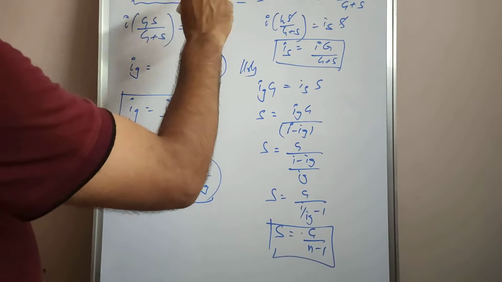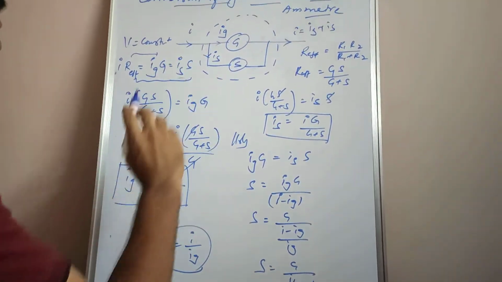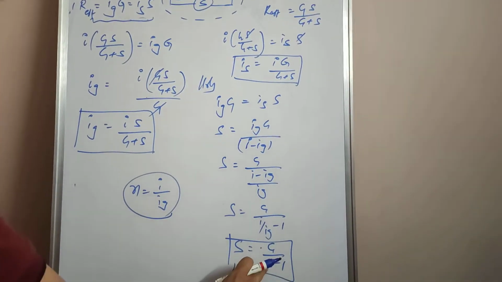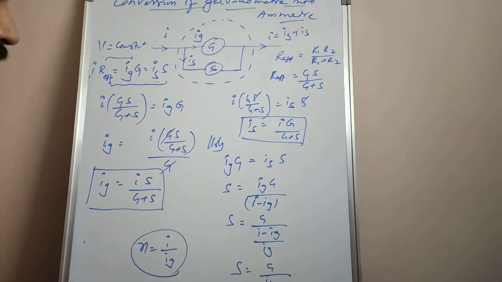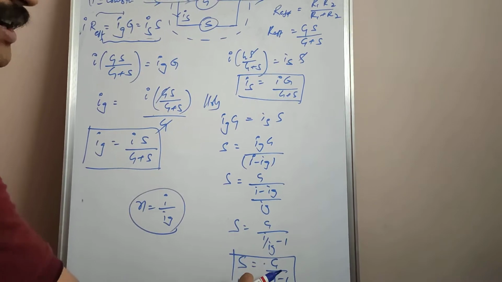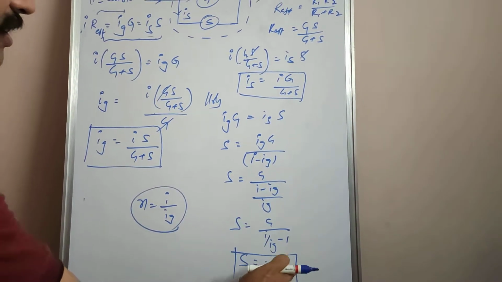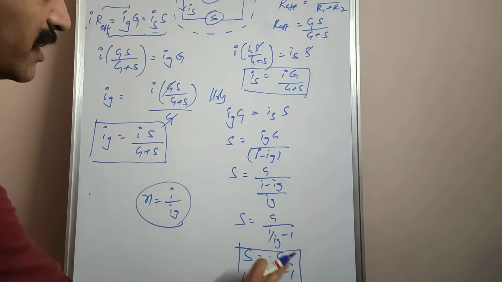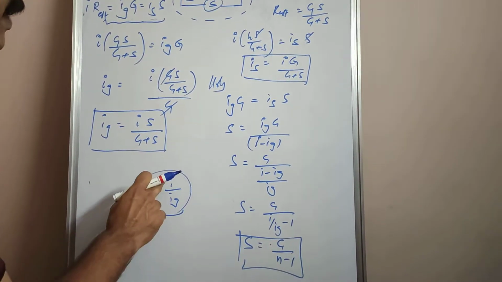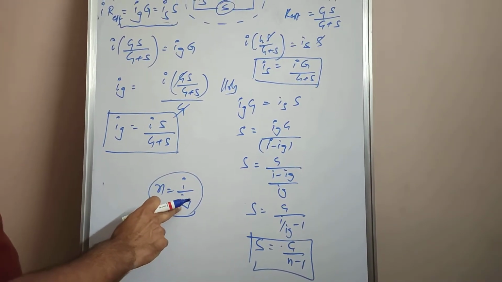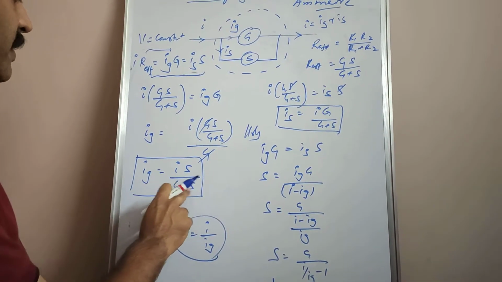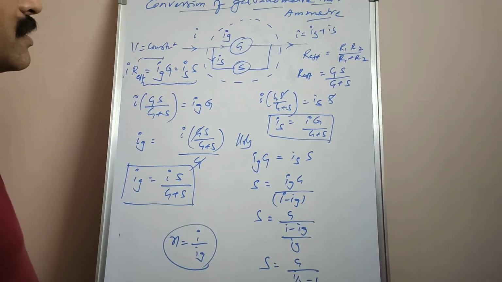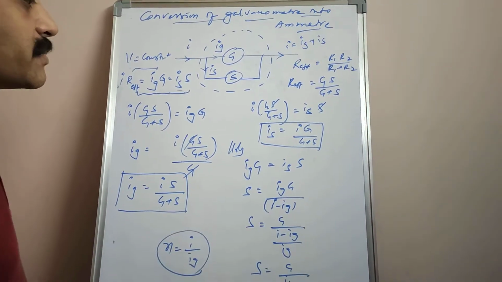So if 1 by 11th part of the current is passing through galvanometer, then in the place of N you have to take 11. If 1 by 20th part of current is passing through galvanometer, in the place of N you have to take 20. So to find the shunt resistance, we are using S equal to G by N minus 1, where N is the fraction of total current that passes through galvanometer. To find the current in galvanometer, we are using IG is equal to IS by G plus S, and to find current through shunt resistance, we can use IG by G plus S.